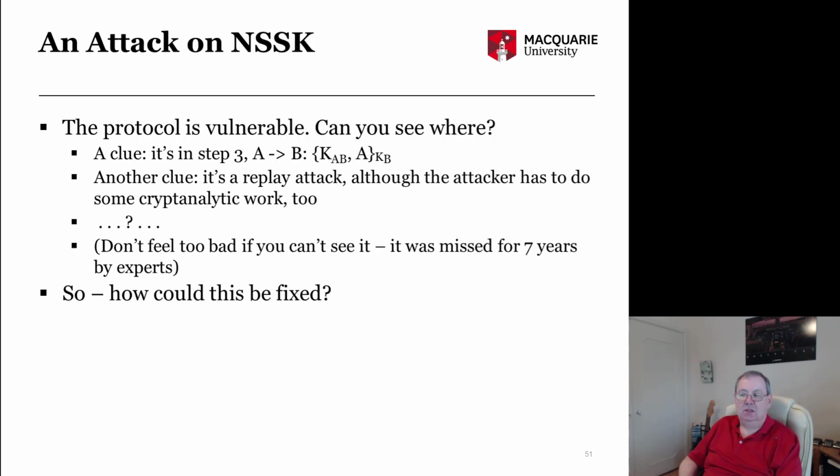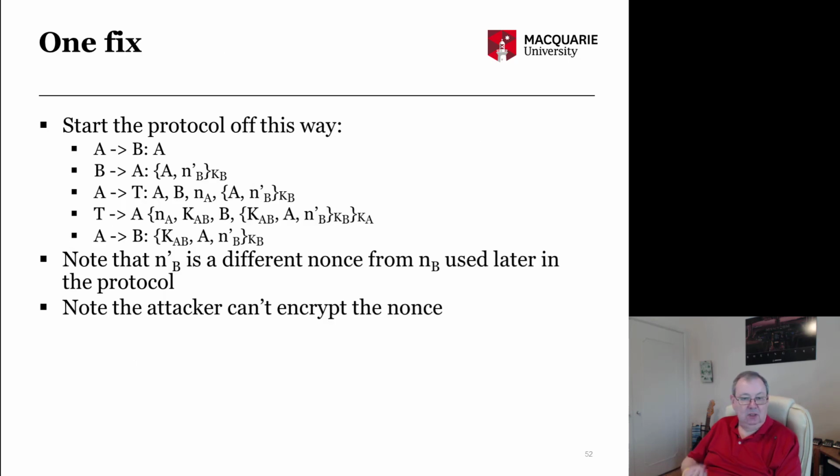So it can be fixed by yet another example of a nonce. What we do is start the protocol off this way. Alice sends to Bob Alice's name. Say, I'm going to want to talk to you. Bob replies by sending back a kind of reverse ticket, if you like, N prime B.